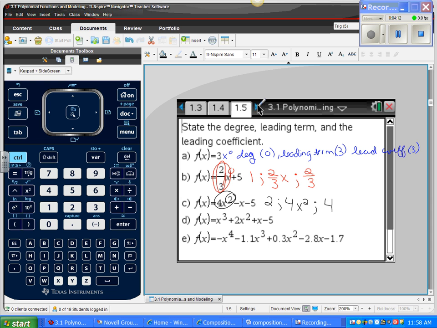Okay. Degree, 3, largest exponent. Term, x cubed. And leading coefficient, because nothing's written, 1. Degree on the last one is 4. Leading term, negative x to the 4th. And leading coefficient, negative 1. So that should have been pretty simple. Again, you've been doing this since 9th grade, so this isn't new.